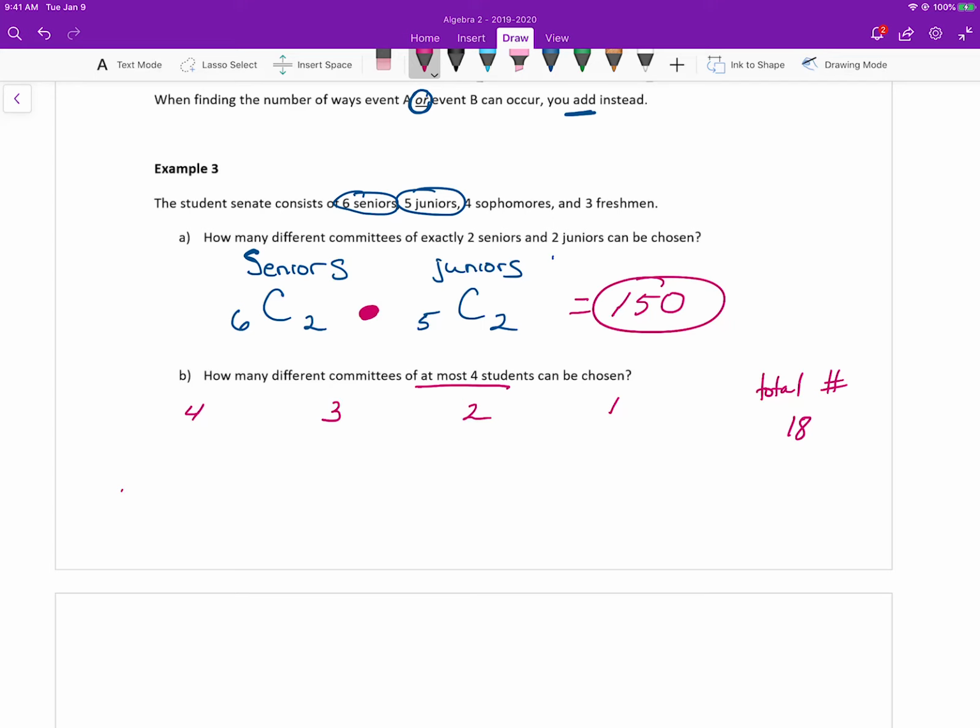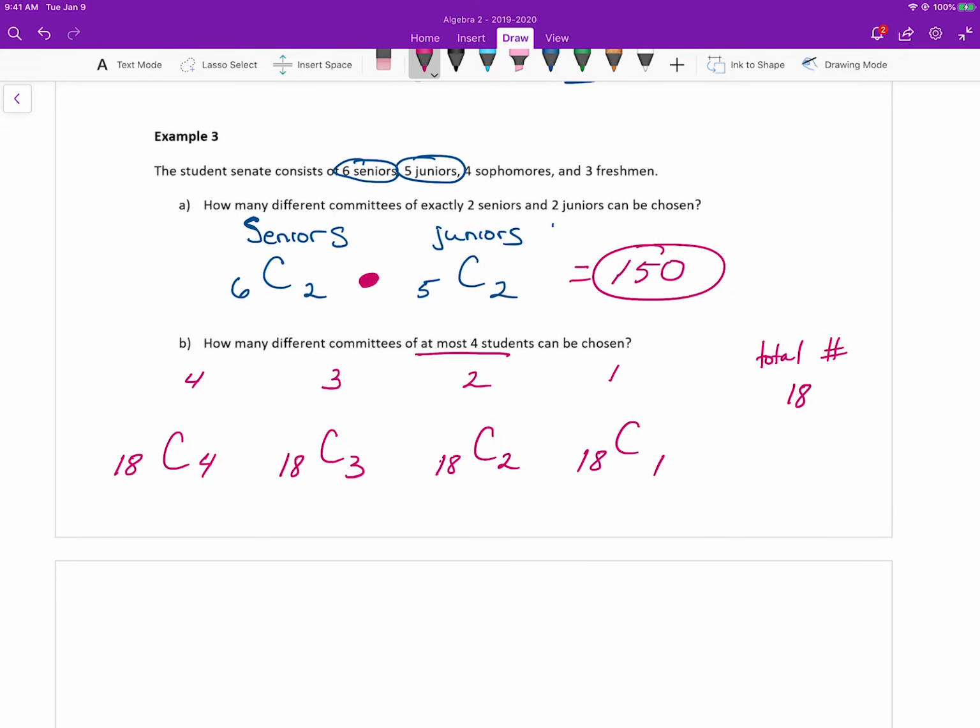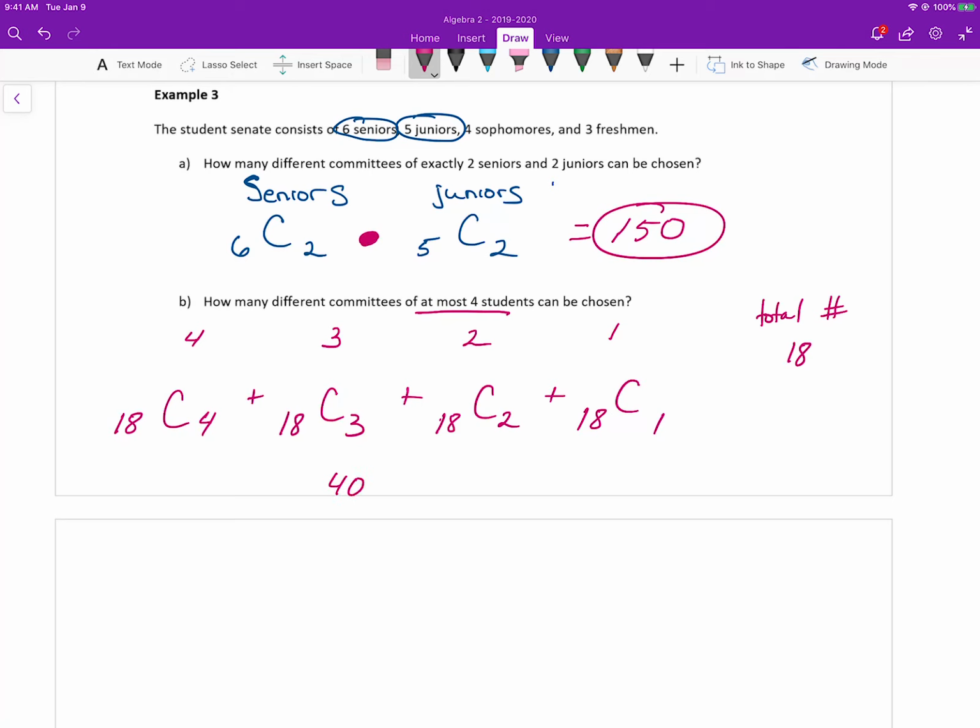So now I would do the same thing I did before. We have 18 students, and this would be our combination with how many combinations we could have with 4. And then I'm going to have you think for a moment, are we adding or are we multiplying? And now for 3. And now for 2. And now for 1. And hopefully you determined we're adding these together to have our total of 4,047 different committees.